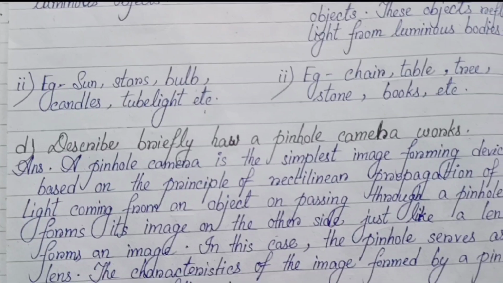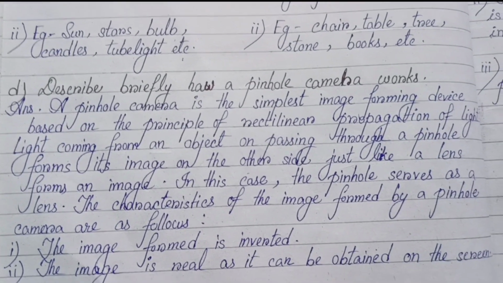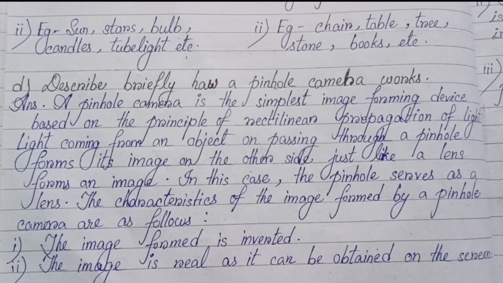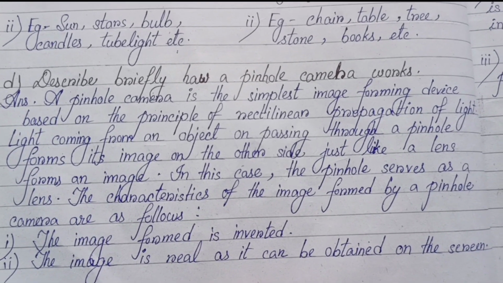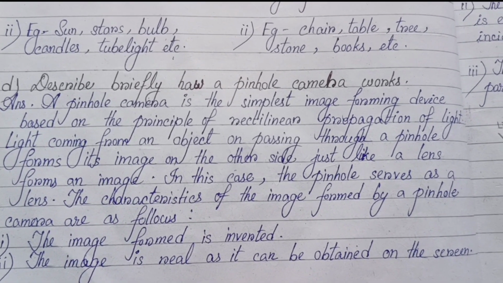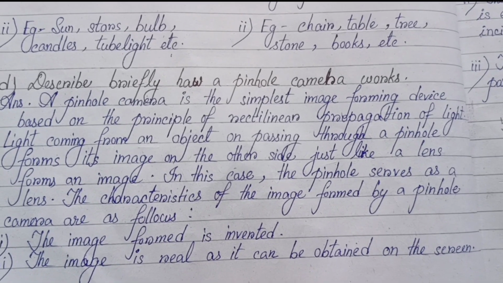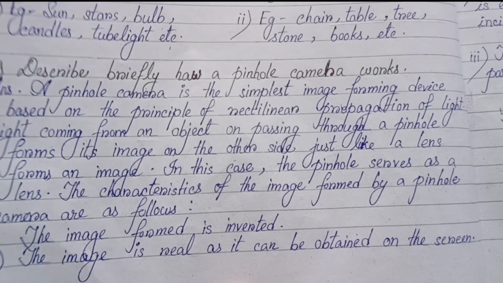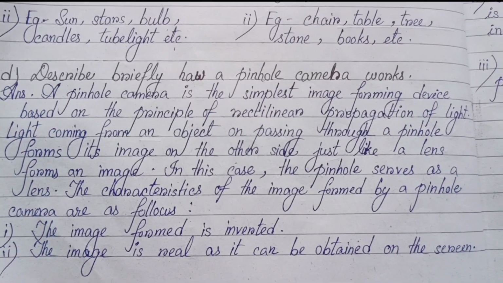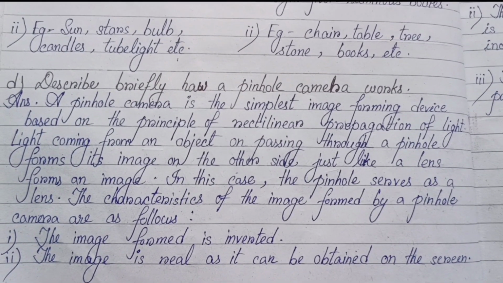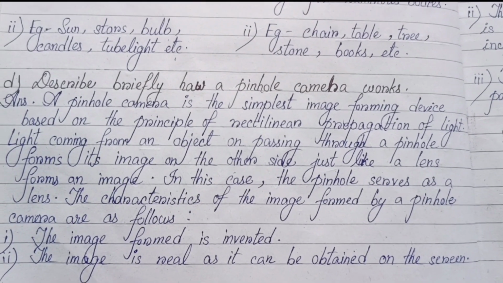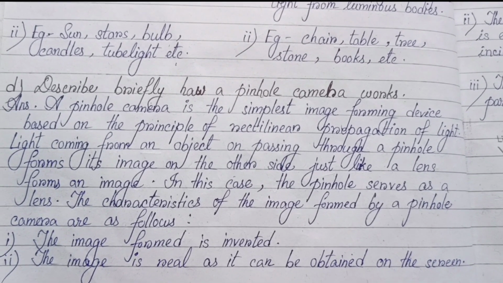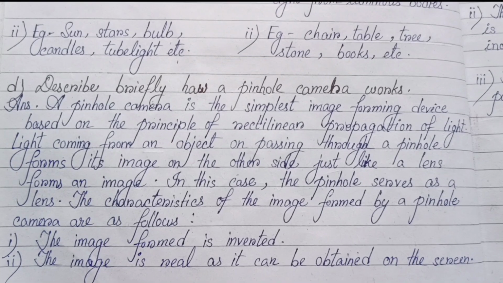Next, number D. Describe briefly how a pinhole camera works. A pinhole camera is the simplest image forming device based on the principle of rectilinear propagation of light. Light coming from an object on passing through a pinhole forms its image on the other side, just like a lens forms an image. In this case the pinhole serves as a lens. The characteristics of the image formed by a pinhole camera are as follows.